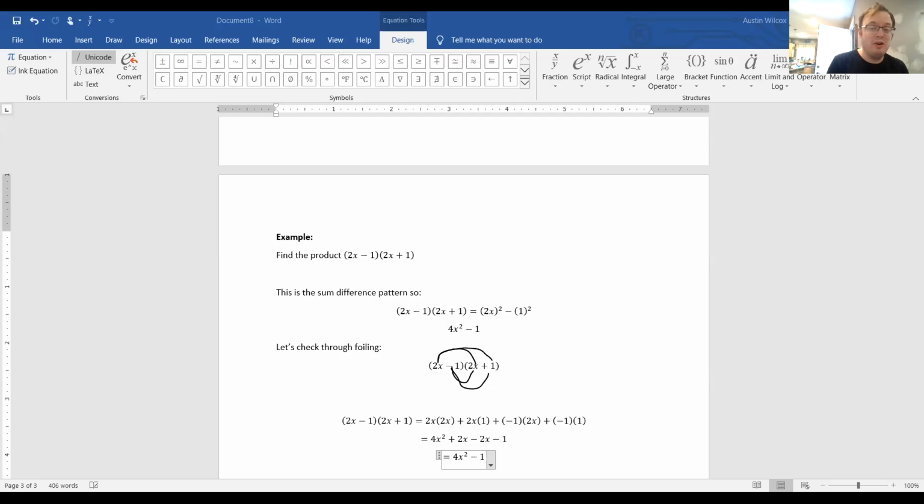This is standard form, y is equal to ax squared plus bx plus c. This is what all of our quadratic forms are going to be in.